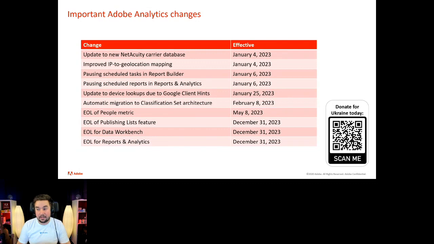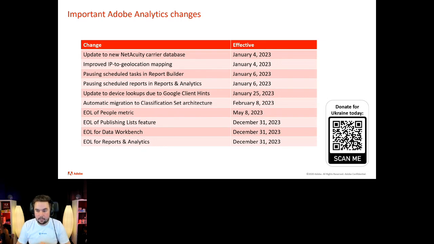You might have noticed already that your scheduled projects in Report Builder and also in Reports and Analytics have been paused, because that's on the way out. So it makes sense to pause them now to actually alert you of something changing. We have an update to device lookups, because now with client hints and all those things, it's more important to also respect those in device lookups. It's also already available since quite some time, and we're already on the classification set architecture for quite some time, and we just got an update to that.